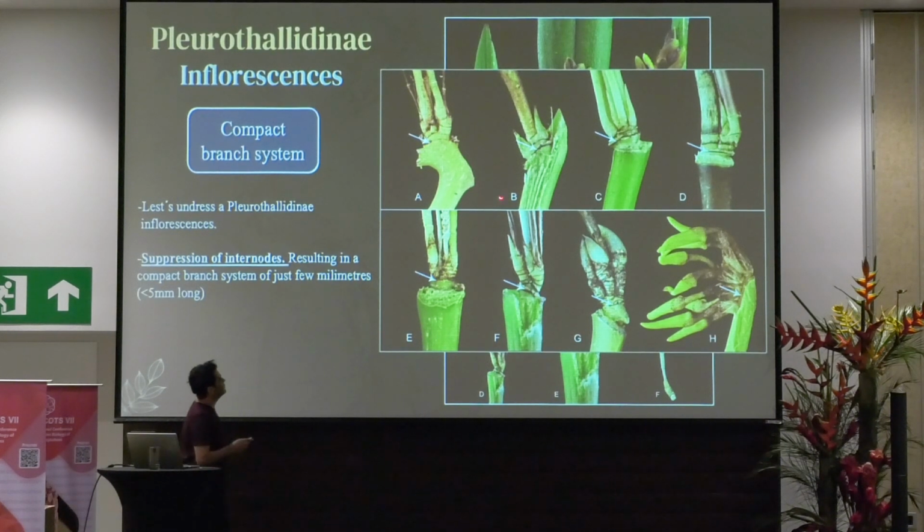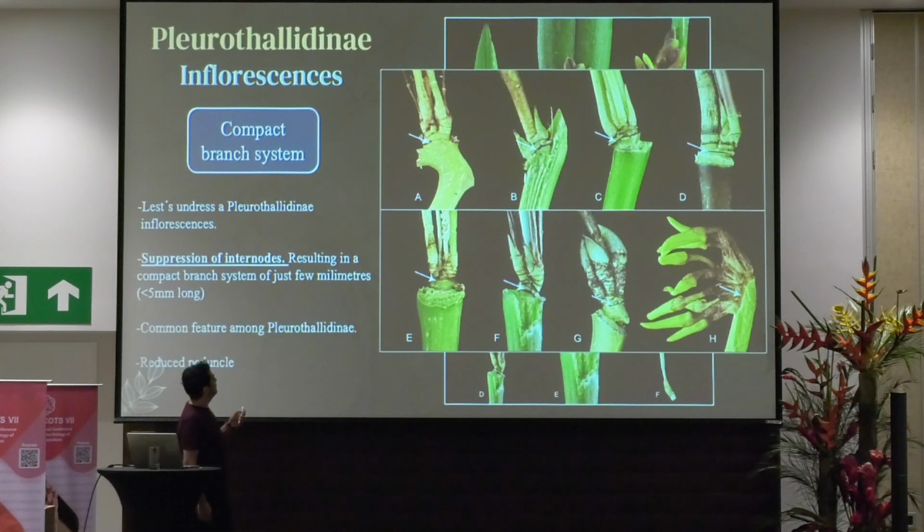As you can see here, at the base of the inflorescence there is always a compact branch system. The white arrows indicate the scar or the node where the spathe was. So the internodes above and below the spathe represent the peduncle of the inflorescence. So the peduncle is actually completely reduced in this subtribe.